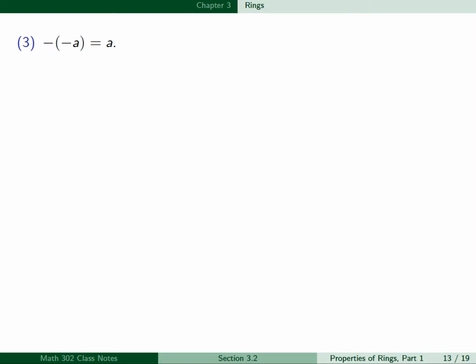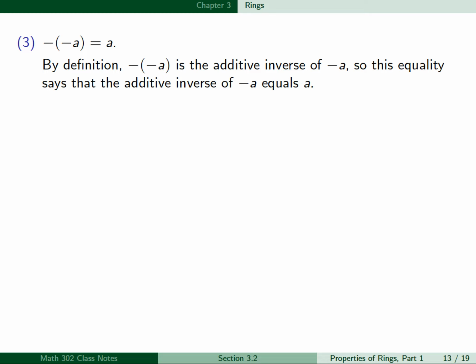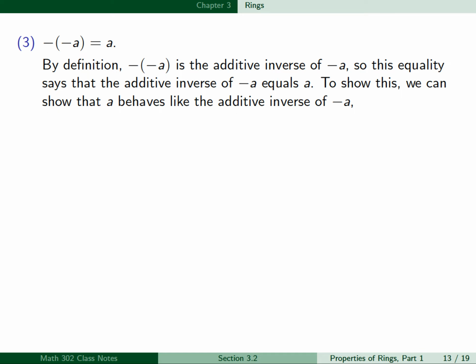Now for property 3, we want to prove minus minus a is equal to a. So two negatives cancel one another out, basically. Now by definition, minus minus a is the additive inverse of minus a. So this equality says that the additive inverse of minus a equals a. So to show this, we can show that a behaves like the additive inverse of minus a, meaning minus a plus a equals 0 sub r, meaning that when we add a to minus a, we get the additive identity, 0 sub r.